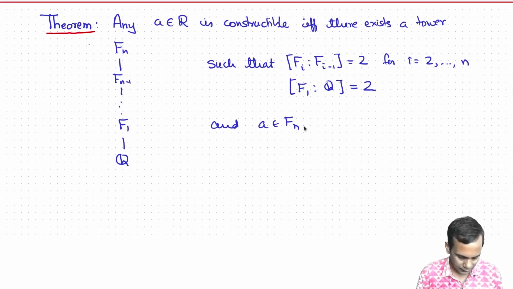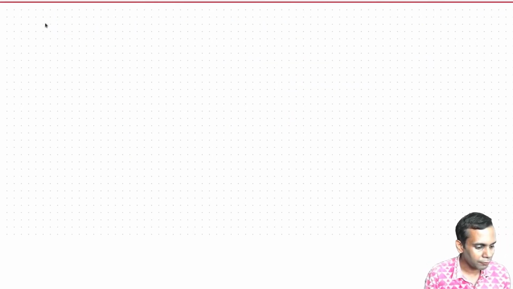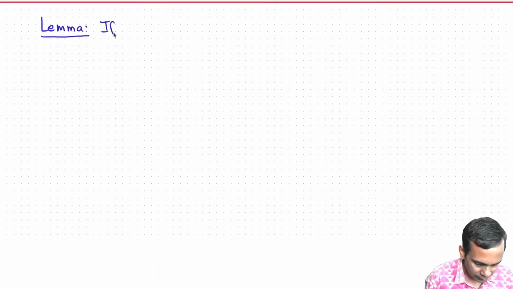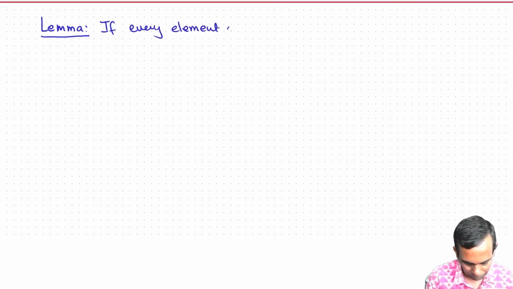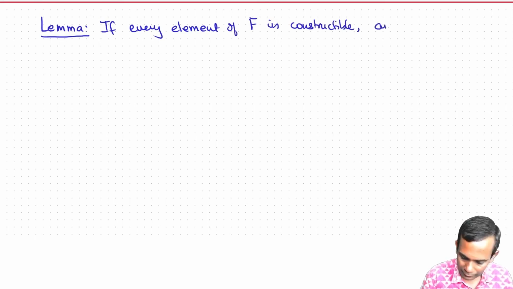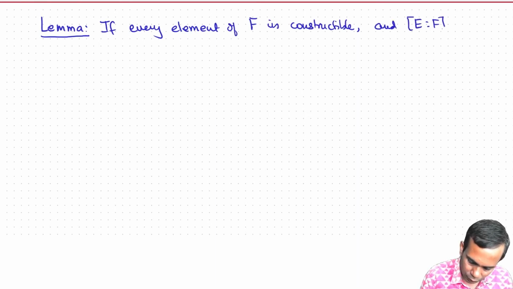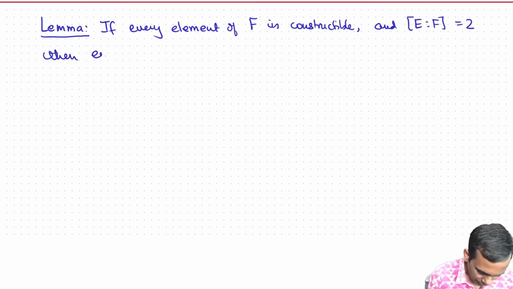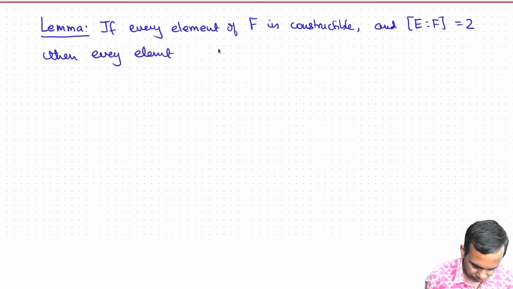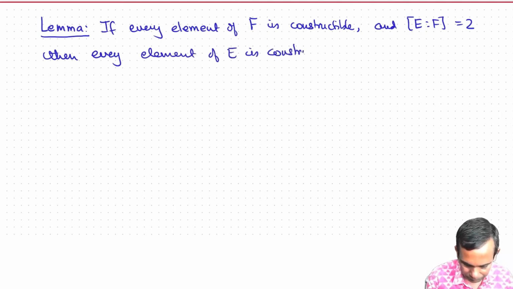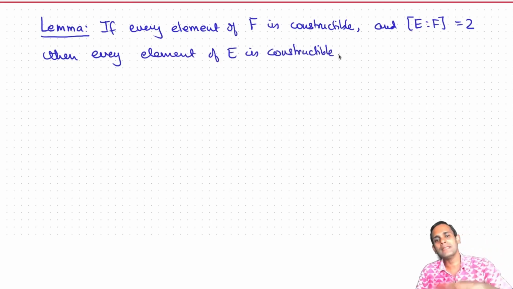Okay, so let's see how to prove this. Firstly, we will state a simple lemma which will make the proof easier to understand: if every element of a field F is constructible, and E is an extension of F with degree 2, then every element of E is constructible. So this is taking care of one step of our tower.